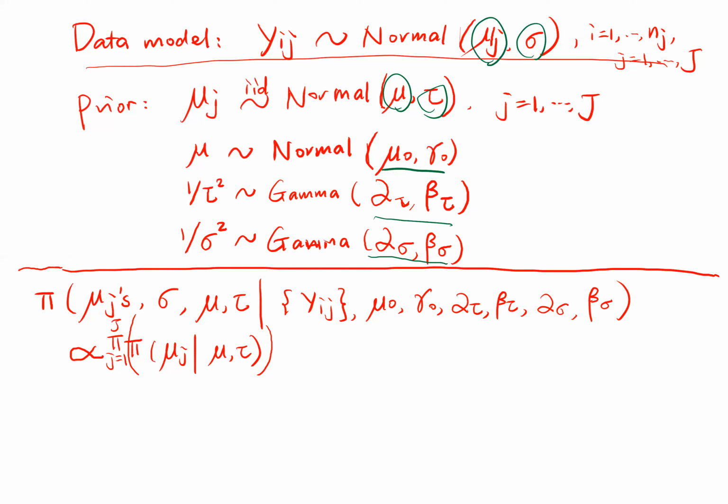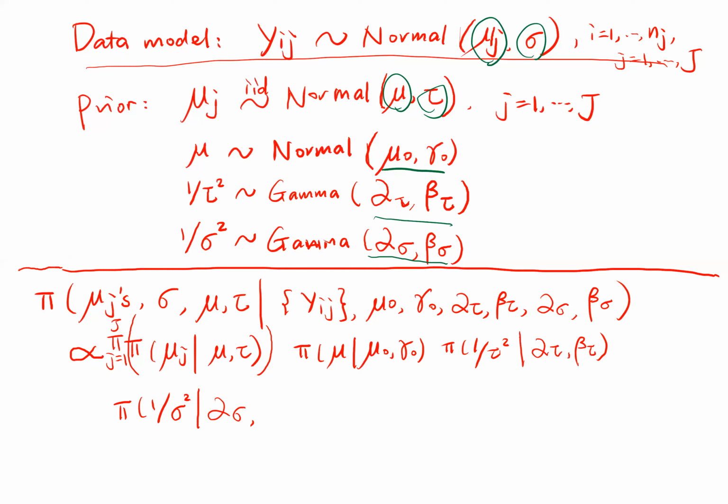What about for mu? You have pi of mu given mu 0 and gamma 0. Okay. And for tau, you have 1 over tau squared given alpha tau, beta tau. And then lastly, you have the prior for 1 over sigma squared, which is depending on these two.